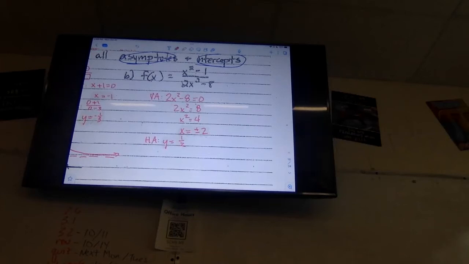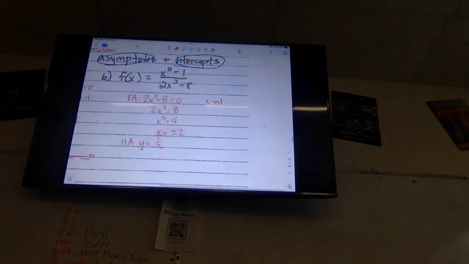Let's do my x-intercept. What do I do to find my x-intercept again? Numerator equals 0. Numerator equals 0, good. So x squared minus 1 equals 0. How many of those answers am I going to have? 2 again. Positive 1 and negative 1.